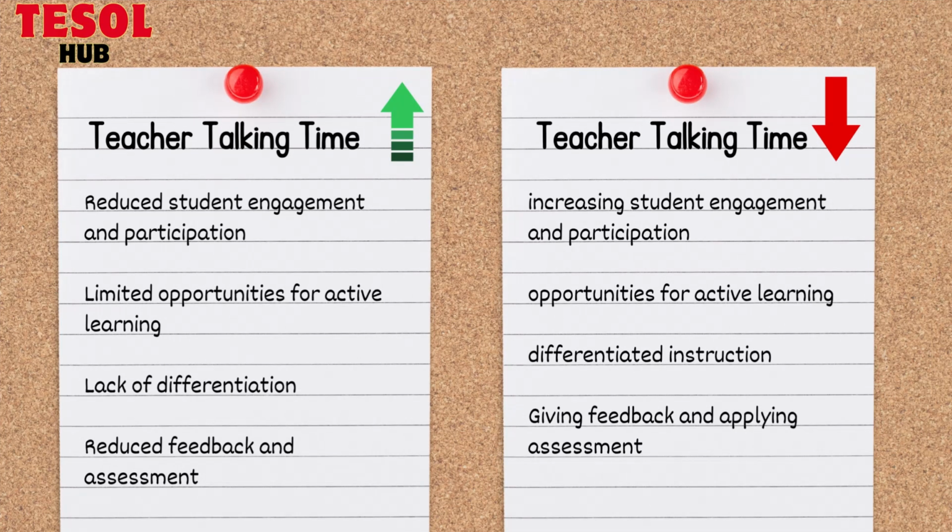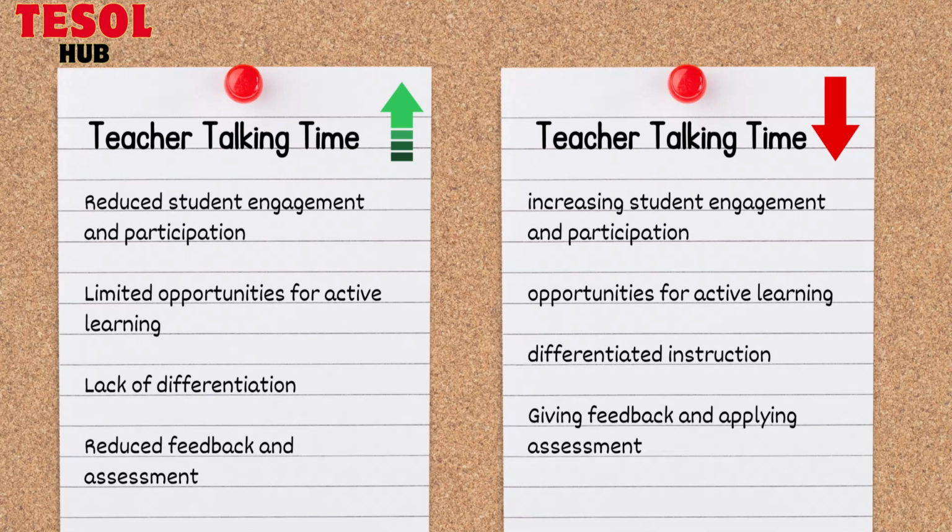So when we increase teacher talking time, we reduce student engagement and participation, and we limit the opportunities for active learning. And there's lack of differentiation because you don't care about the different levels of students, and you don't care about their understanding as well. You reduce the feedback and the assessment because you cannot give feedback without having a discussion, without having student talk, or without giving them an activity to work together like pair work or group work, and you monitor and then you give feedback. So no feedback and no assessment when we increase the teacher talking time, or let's say the lecture mood.